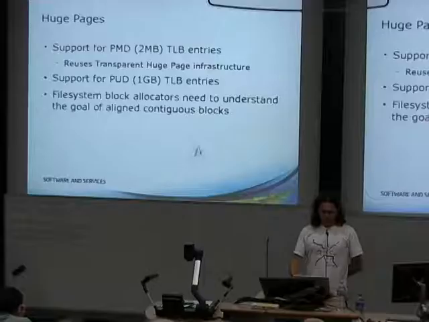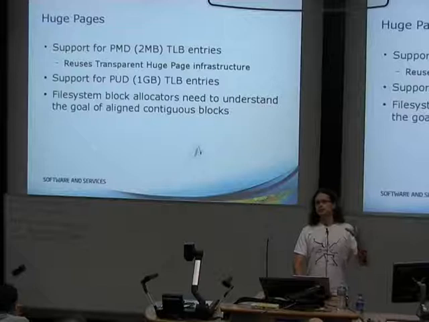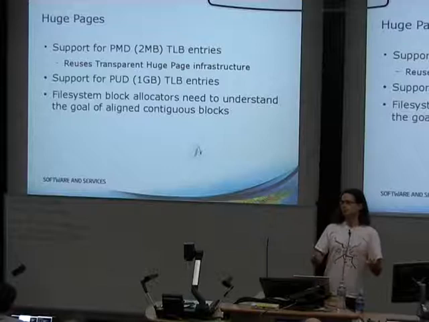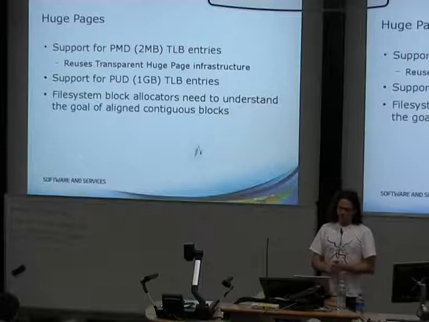But one of our challenges with this is that we're going to need file system block allocators to understand that all of a sudden they're going to need to do aligned contiguous blocks, because if you're putting in a 2 megabyte TLB entry, the memory you're pointing at also has to be aligned. And certain file systems already have this, and other file systems don't. So that's going to be a challenge for some people, and it's going to be adding one bit to somebody else's file system. So that will be cool.